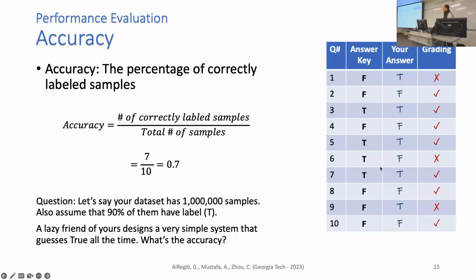right? But now back to the imbalanced data problem, right? If in your data, 90% of the time it's always true, right? And somebody says, okay, I will just answer everything is true, right? Then the accuracy is what? 90%, right? But that individual basically knew nothing about the material, right?